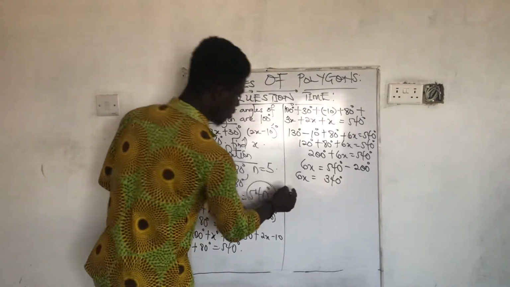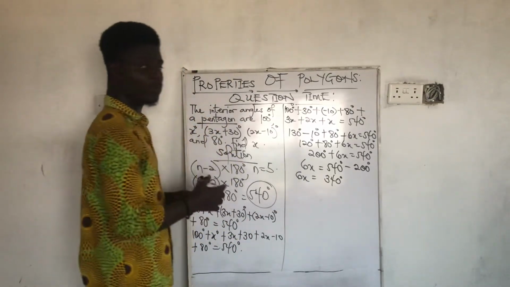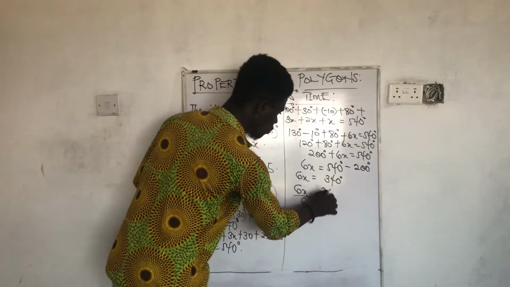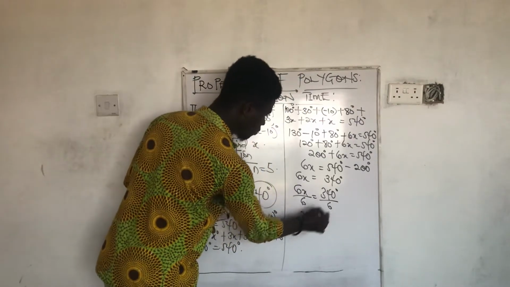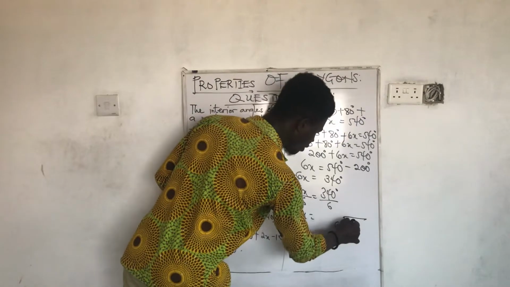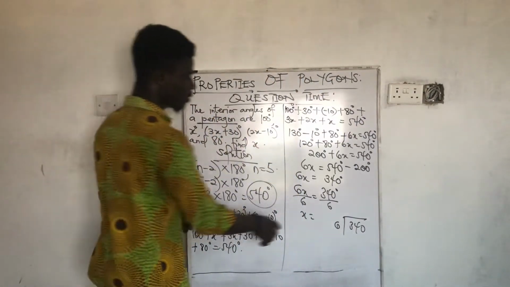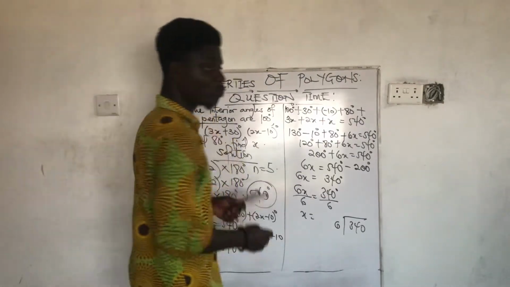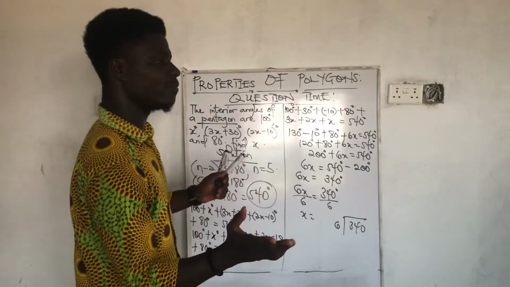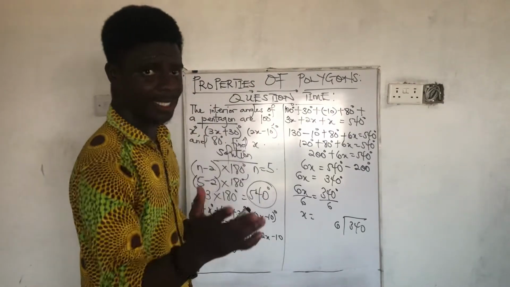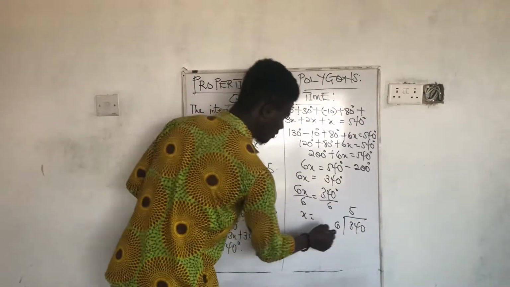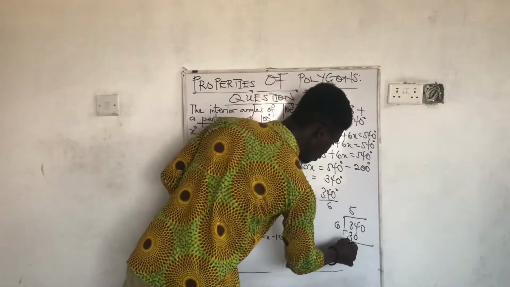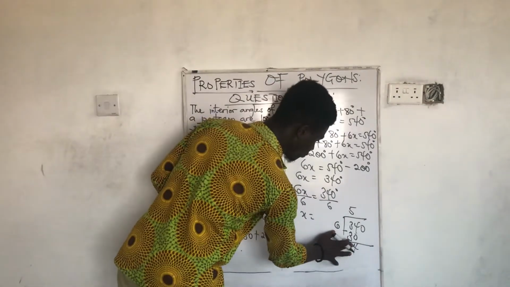Now, we have 6x equals 340 degrees. So we divide both sides by the coefficient of x, which is what? 6. So 6x on 6 equals 340 degrees on 6. So we have x equals, we'll do our long division here, 340 degrees inside. So can 6 go into 3? No. So add the 4 to it, making it 34. So 6 goes into 34 how many times? 5 times. Because 6 gives us 36. So 5 times 6 gives us 30. So we subtract 30 from 34 gives us 4.